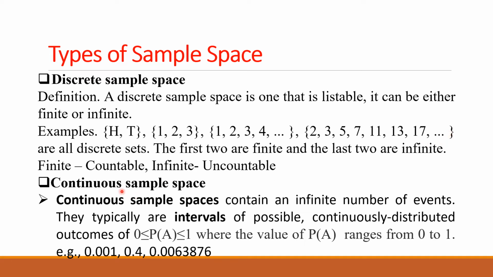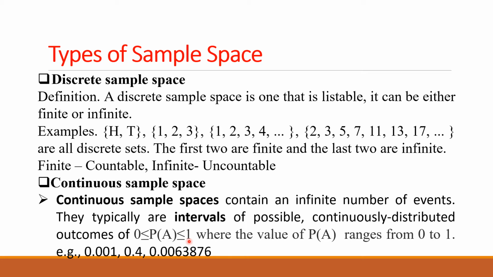Now, for a continuous sample space, we're looking at possible continuously distributed outcomes, in which case the probability will range between 0 and 1. So if I'm tossing a coin, the outcome is either a head or a tail. If the outcomes are equally likely, then we say that the probability is a half for either head or tail.